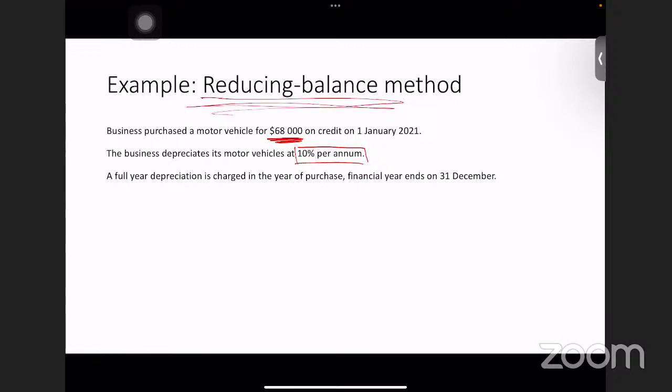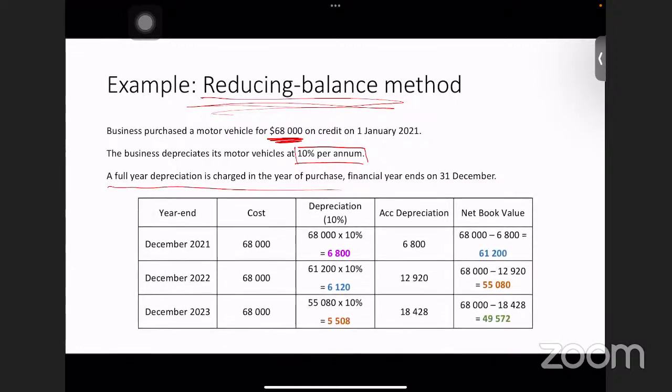The other description still remains the same. The condition is still the same. Full year depreciation charge in the year of purchase. So same thing, I will still use a table to help me for this. Year end, my first year end, 2021. I buy on Jan 2021. So my first year end, 2021. Cost 68,000. So this is a reducing balance method.